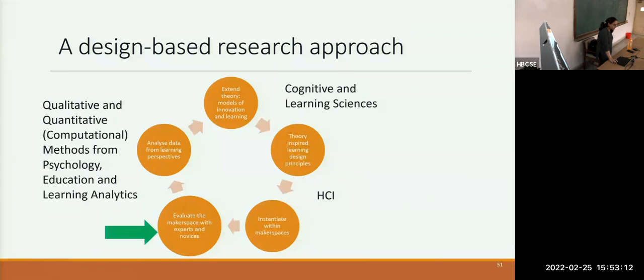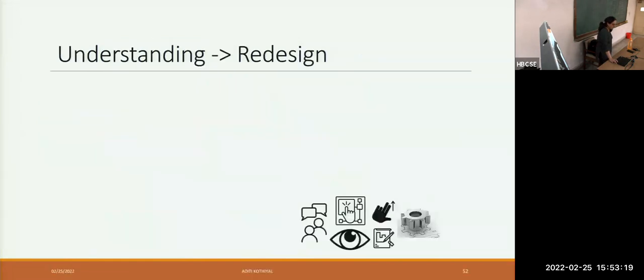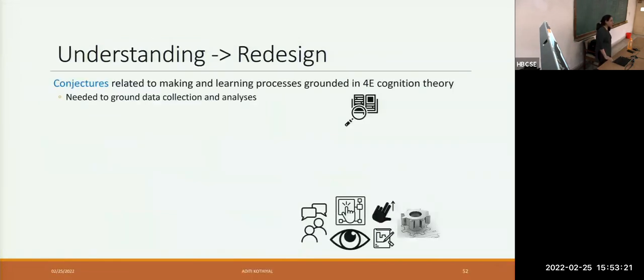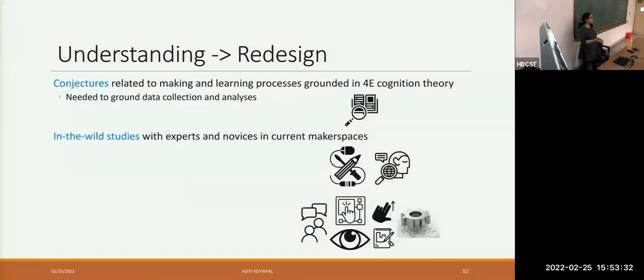So my proposal is that we begin from the evaluation part, which means we start by looking at literature. We identify some conjectures related to the learning and the making process in 4E cognition. We do in-the-wild studies with people in current makerspaces, and we try to get a wide variety of people. Here, when I say experts, it's just terminology.